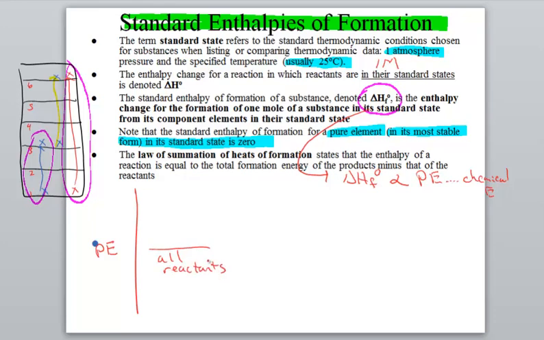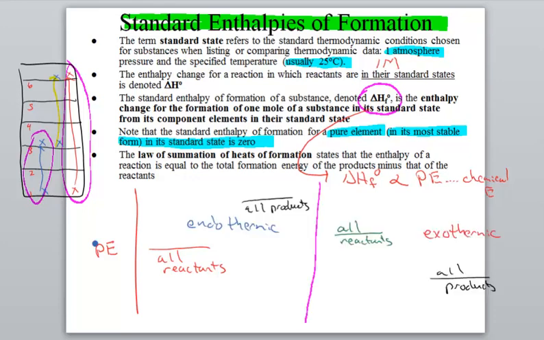Then you'll analyze the products. Look at all the different products, sum up all those potential energies, and if the potential energy of the products is greater than the reactants, then it must be, is that exothermic, endothermic? Yeah, that would be an endothermic reaction. You may have the other type where all the products' potential energies are less than all the reactants', and that would be an exothermic reaction.